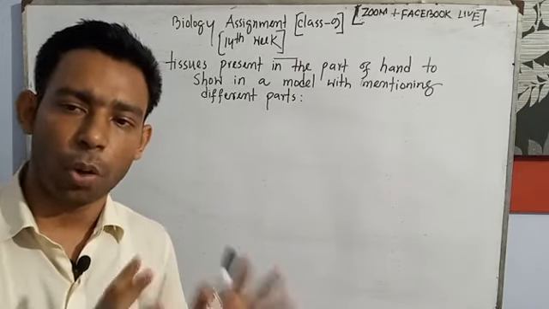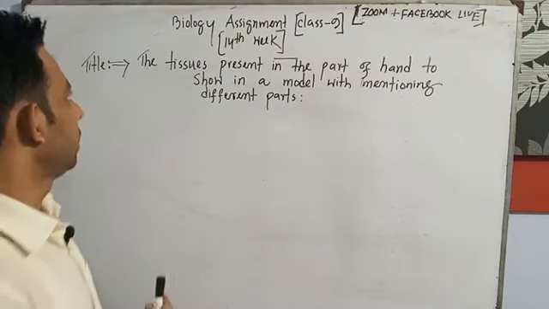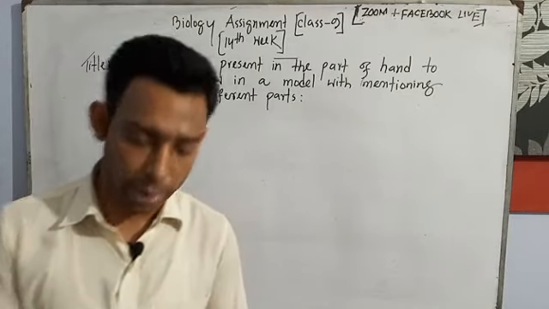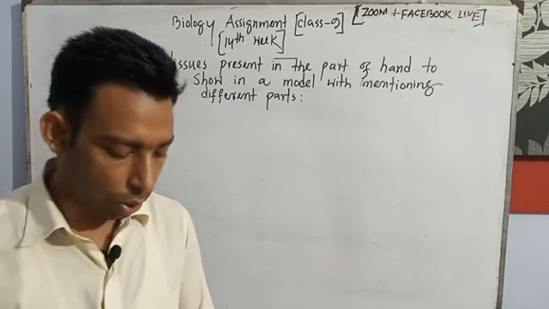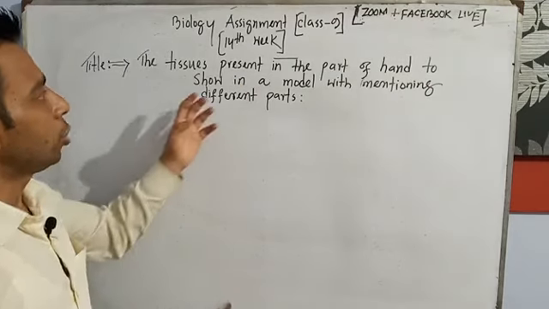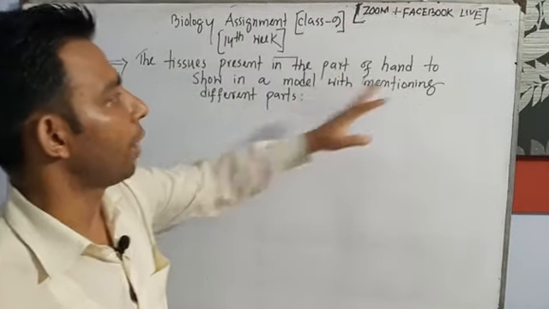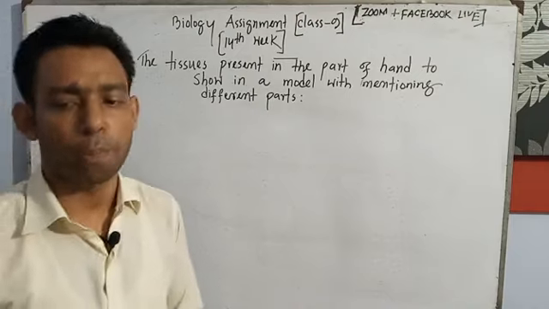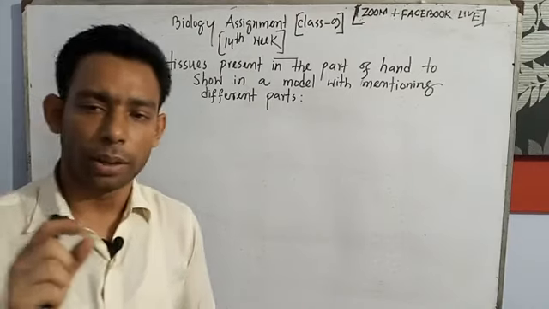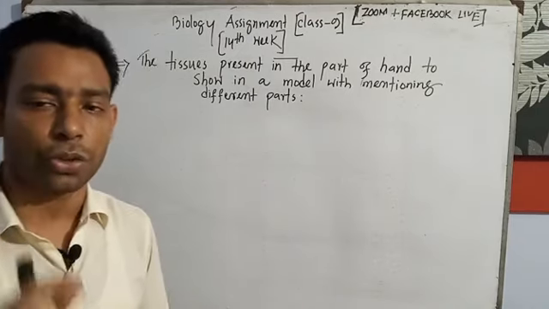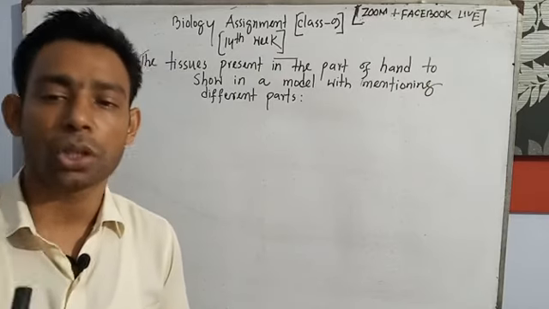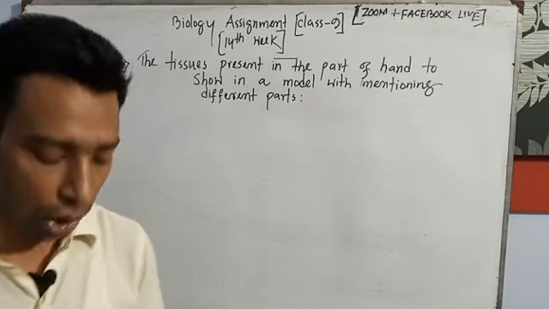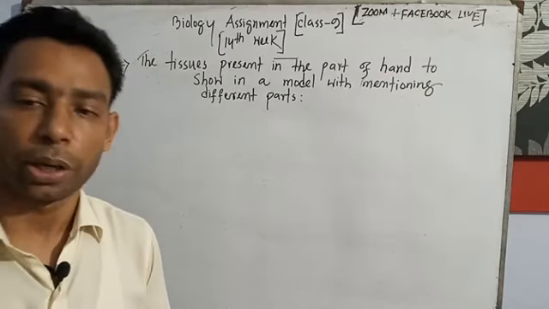It is the 14th week assignment. I have the assignment headline here. Headline means the total assignment is given accordingly. You see here that it is the tissues present in the part of the hand, to show in a model with mentioning different parts. Very important to know about this one, and it is clearly instructed in the assignment that you must make a poster paper. You must draw it or make it on a poster paper. That is very important to do.